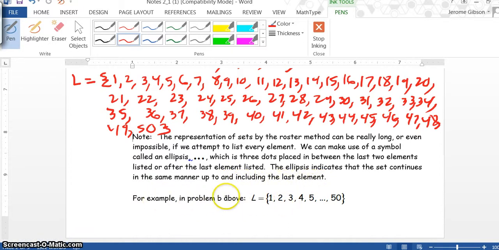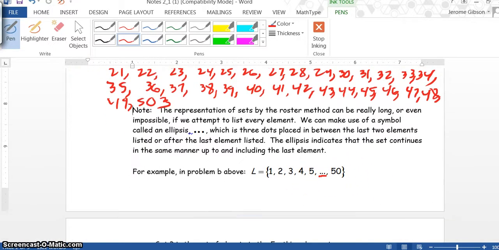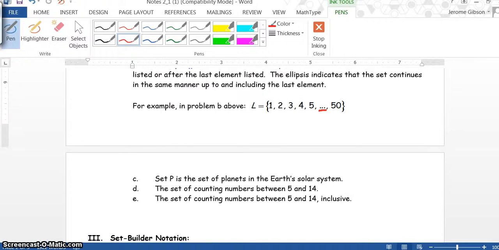So for instance, when we were listing B, we could have listed the first 5 numbers, 1, 2, 3, 4, 5, to let you see that they're 1 digit apart, and then we'll do this ellipsis and then 50. That lets us know that we would keep counting 1 digit apart up until we get to 50. And that would make it a lot easier.